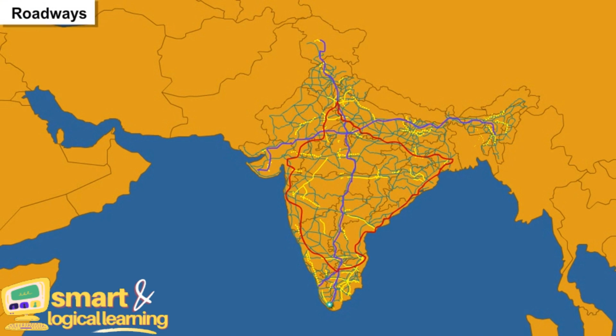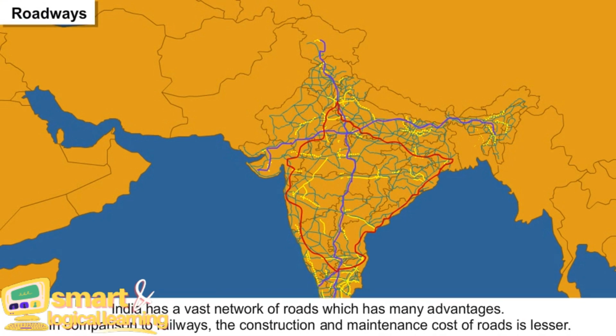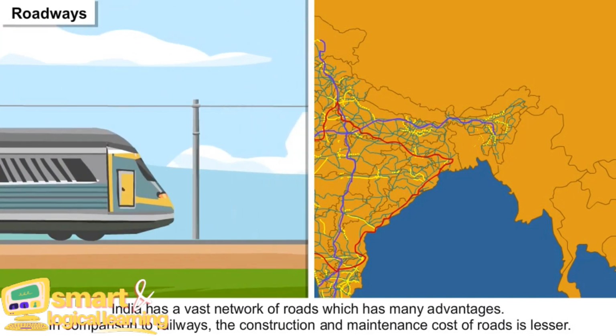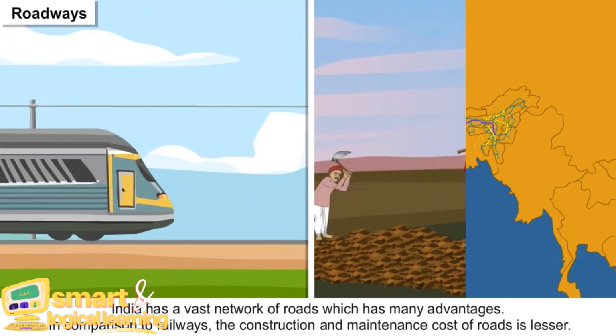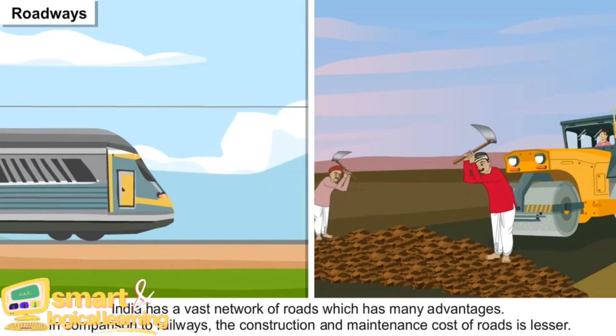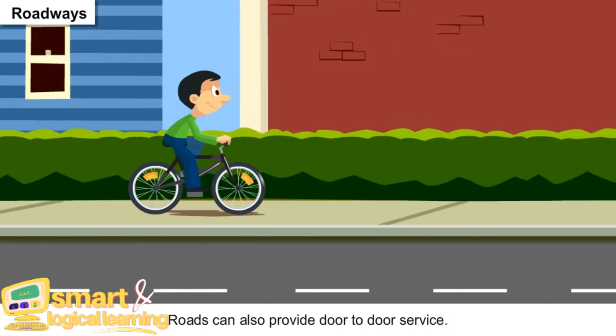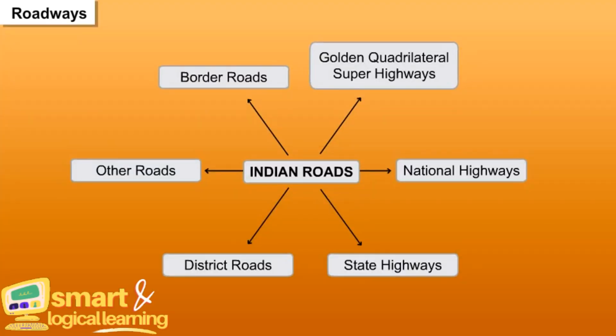Roadways. India has a vast network of roadways, which has many advantages. In comparison to railways, the construction and maintenance cost of roads is lesser. Roads can also provide door-to-door service. The flow chart depicts the classification of roads in India.